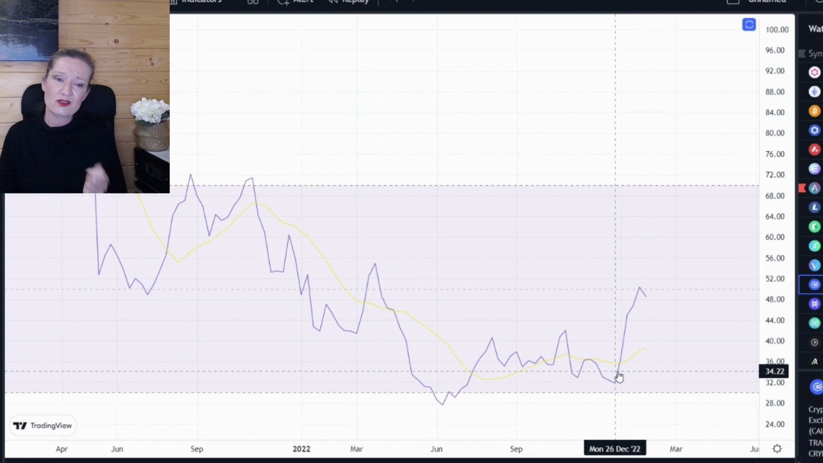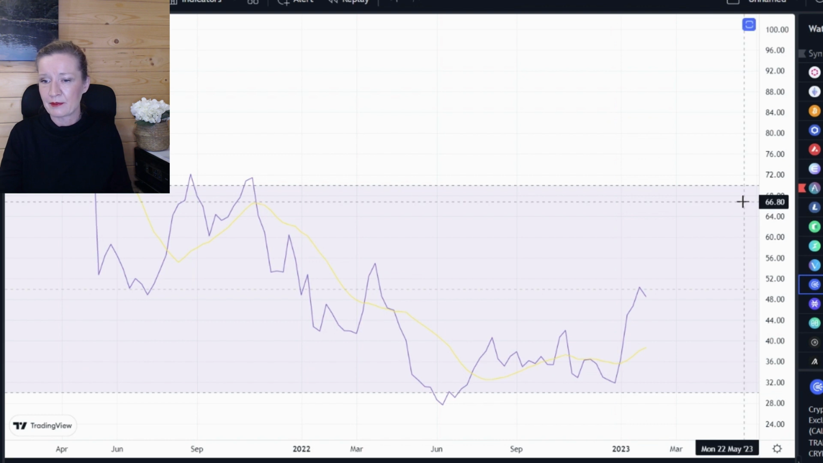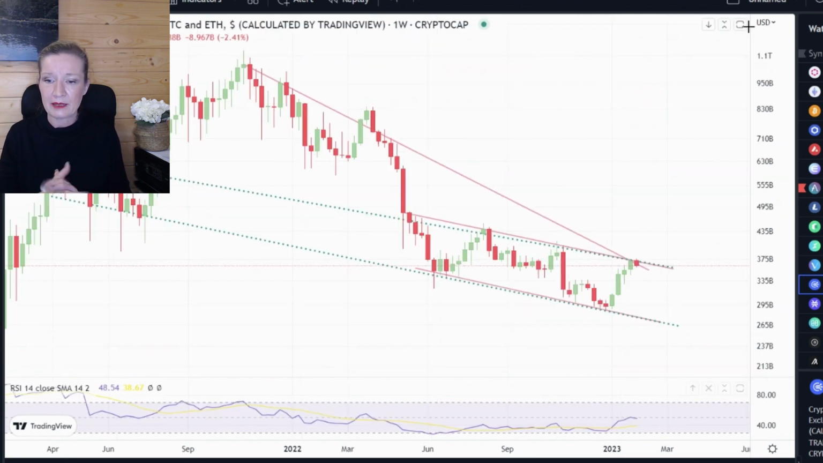But be warned, because these crossovers can show actual fake outs, and the RSI isn't great for indicating the true strength of what's happening. So I'm going to close this again.